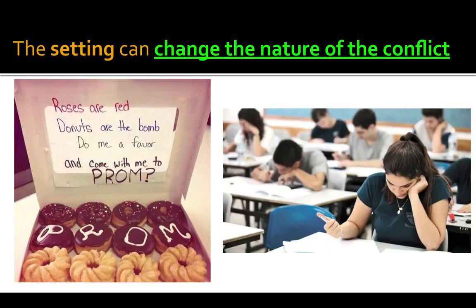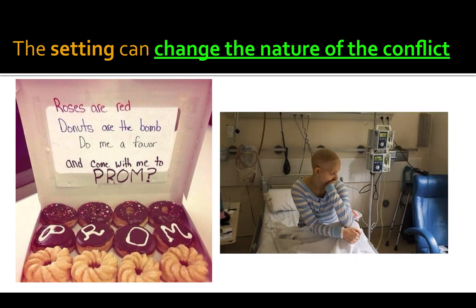Another example could be, let's say you are wanting to ask someone to prom, so you ask the girl when she's in her classroom, okay? So you still have maybe anxiety, not sure if she's going to say yes or no. That's the conflict in the setting. But let's say you are asking someone to prom and your crush is sick in the hospital. Okay, that changes the nature of the conflict. There are different issues here. Same problem. How do I ask this girl to prom? Different nature of the conflict.